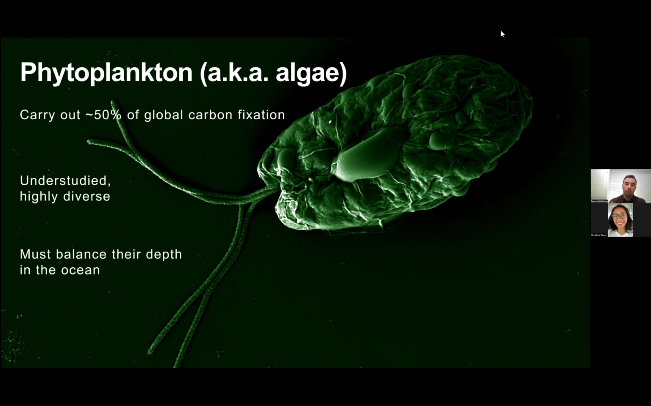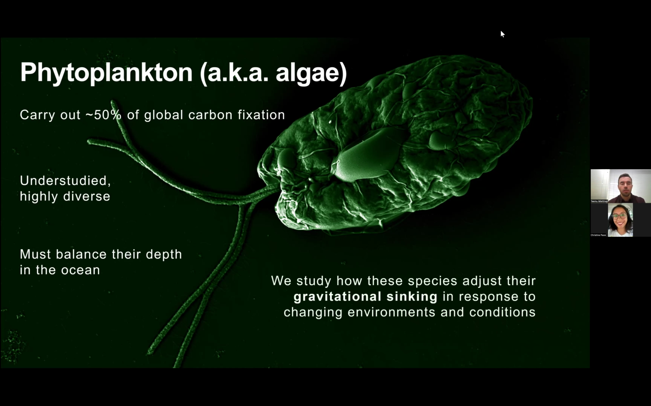So depending on the environment, the cells might want to move up or down to find more light or more nutrients. And this is essentially what we study. We want to understand how these single-cell species are changing their gravitational sinking in response to changing environments and conditions. Now, studying something like this is surprisingly challenging because how do you measure the gravitational sinking of a single cell?